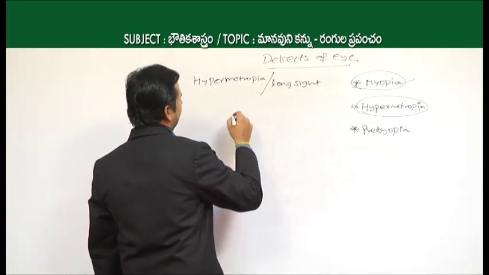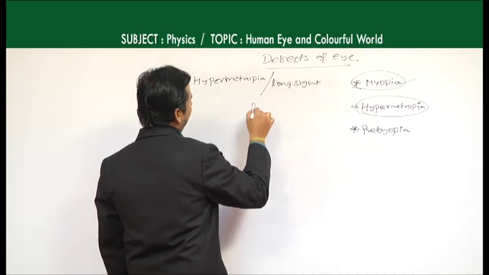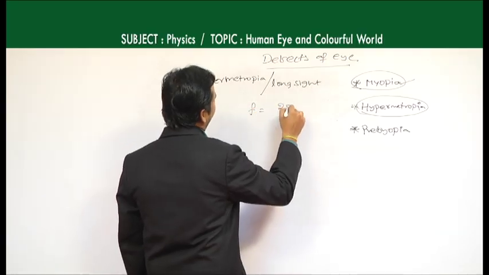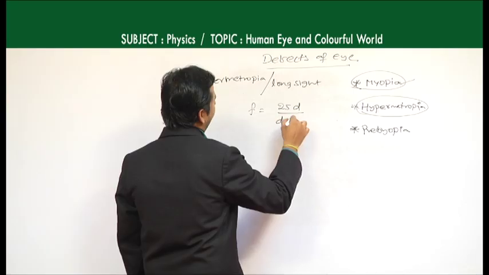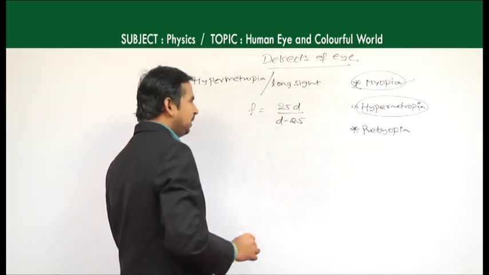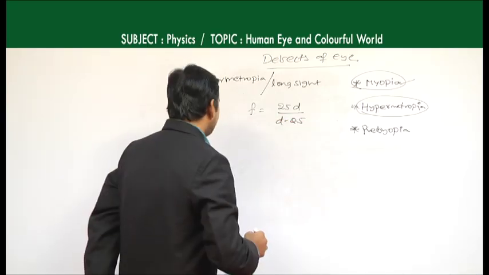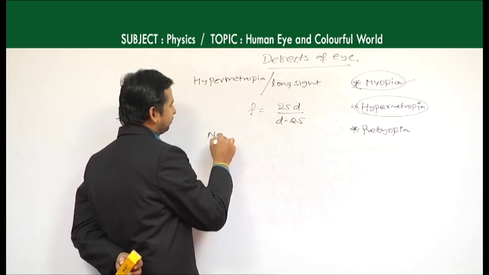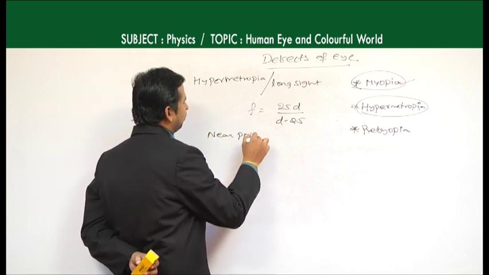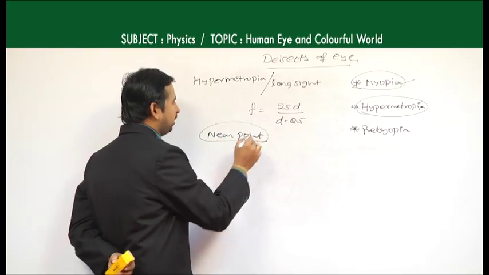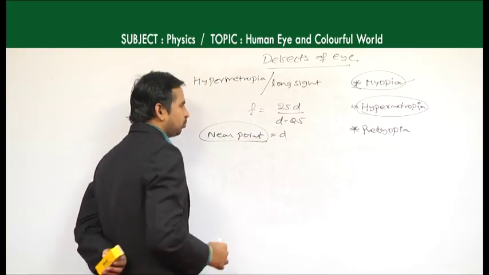f is equal to 25d by d minus 25. Okay. And what is that d? We call that the near point. Here d means nothing but the near point.